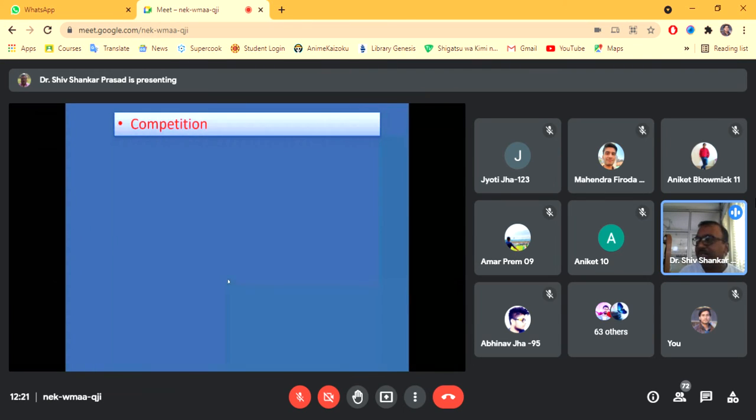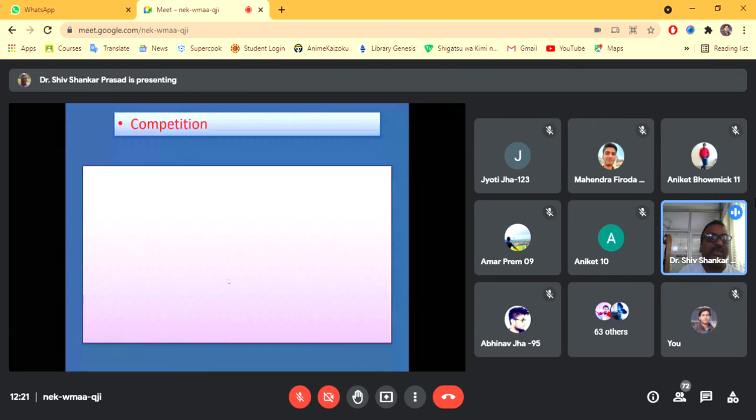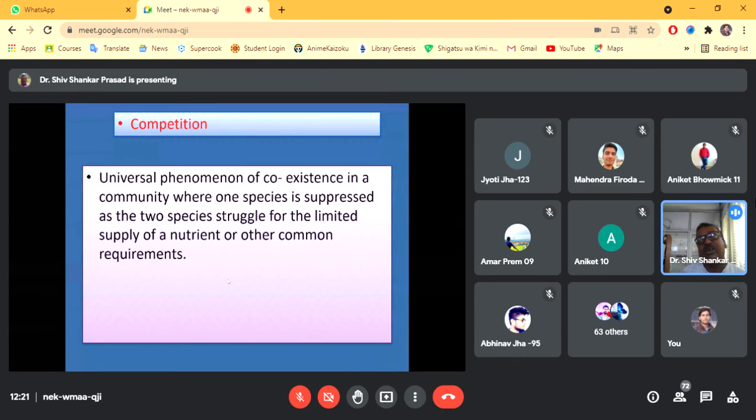Then the negative interactions. Competition is one of the important interactions in which, for example, if you add some organic material into the fields, then a group of microorganism populations comes out. The population will grow very fast, and there will be competition for the nutrients. It is the universal phenomenon of coexistence in a community where one species is suppressed as two species struggle for the limited supply of a nutrient or other common requirements.